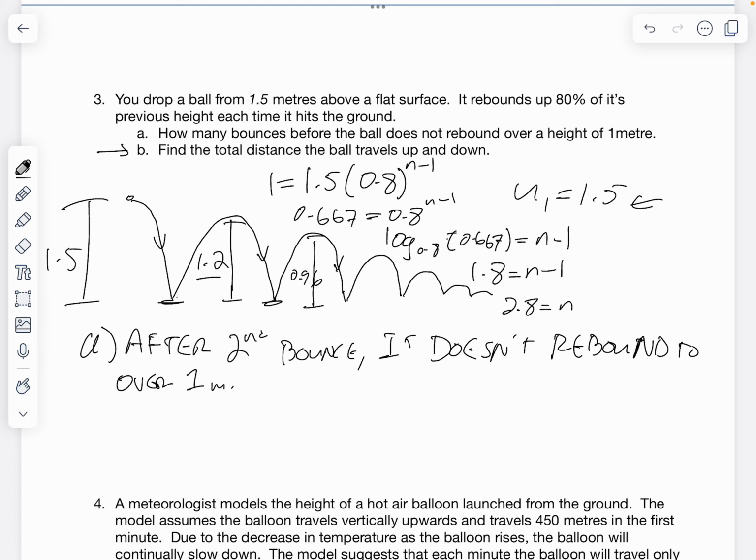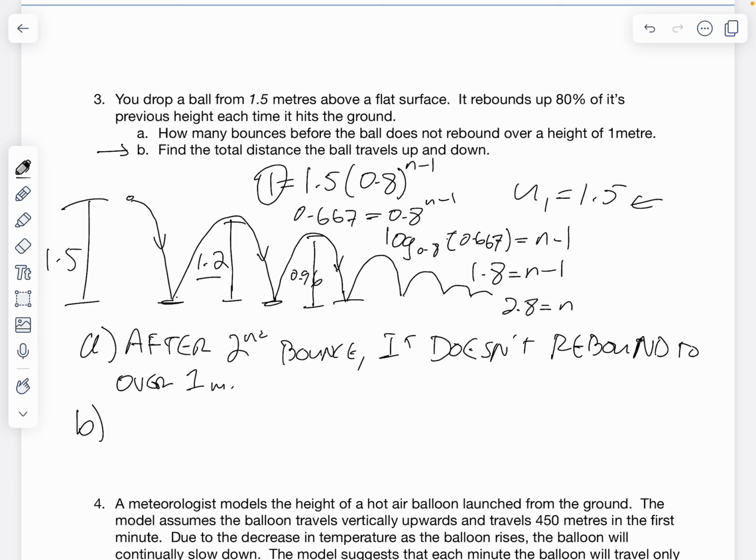So what this means is it would take just a little over 2 bounces to get to the point where the third bounce will be less than 1, right? The second bounce, you're still okay. But the third bounce, it's not going to get high enough. So after the second bounce, it doesn't rebound to over 1 meter. There you go. Let me just check my work there. I did that work in the calculator earlier, but I'm pretty sure that's what we got. Yep, after the second bounce, it doesn't rebound over 1 meter.